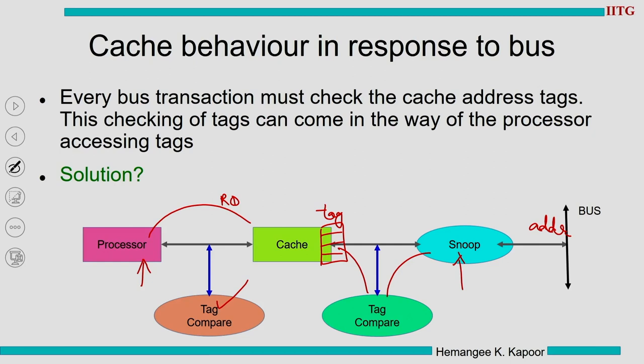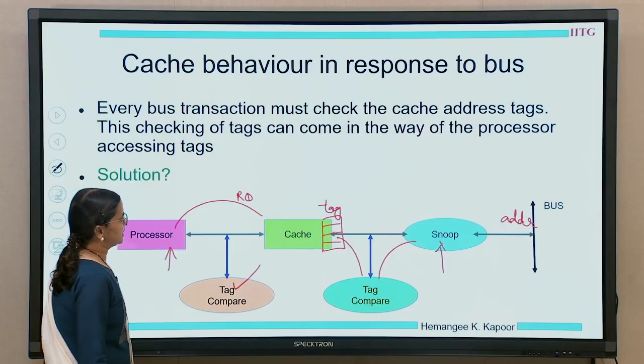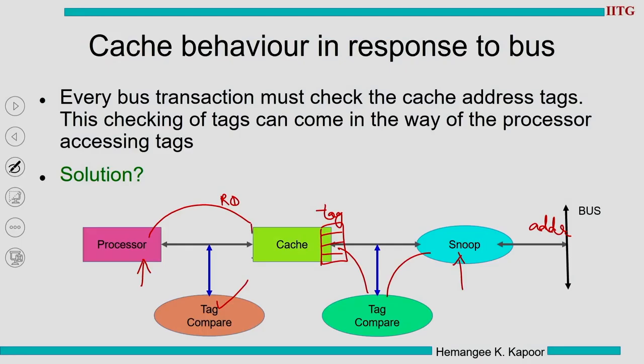So how do I solve this problem? I want to snoop definitely, but at the same time, the processor also should not stop. So one solution to this is, if I can duplicate the tag array, because this tag storage is very tiny, if I can have just a copy of this, right? So just maintain two copies of the tag arrays for the cache and give one copy to the processor to compare and another copy for the snoop.